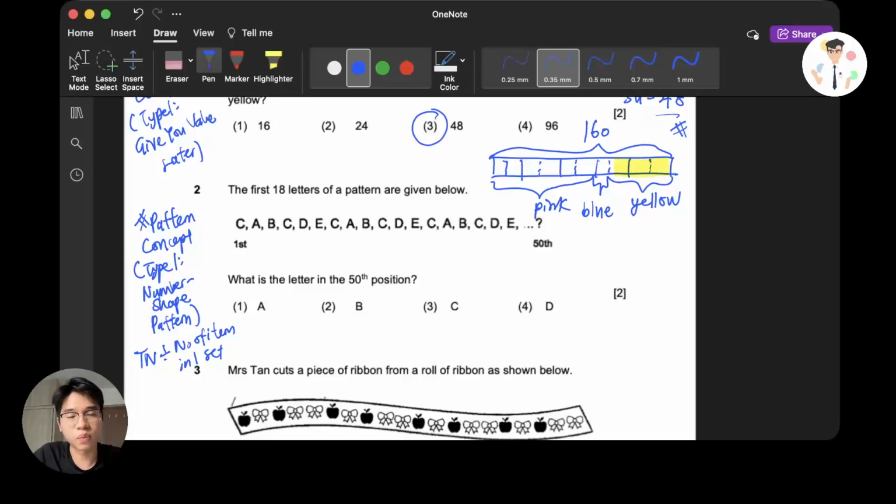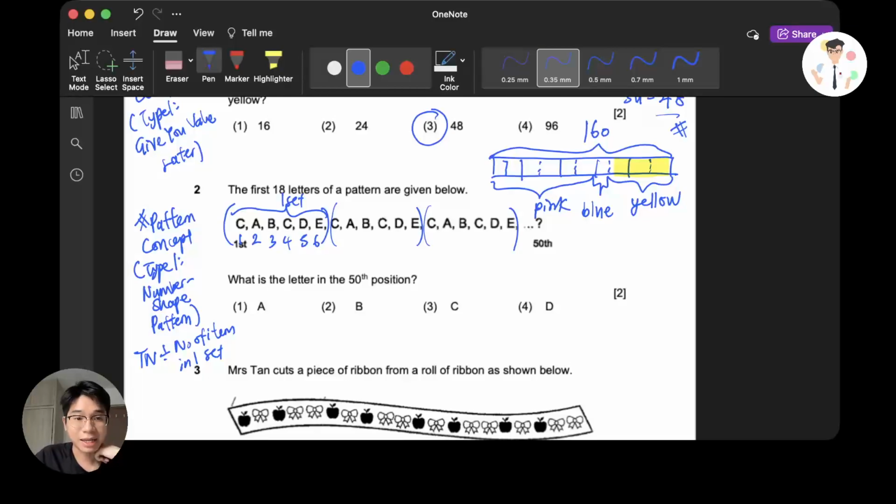Okay, so now what you need to do is to find out what the pattern is that is repeating here. So C A B C D E, C A B C D E, C A B C D E. So now you can see very obviously it is C A B C D E, C A B C D E. So this is what I call one set. And in one set, how many do you have? You have 1, 2, 3, 4, 5, 6.